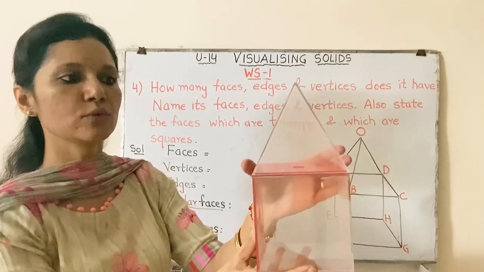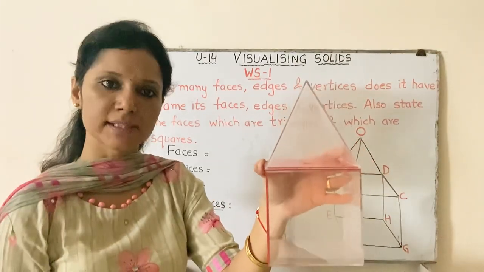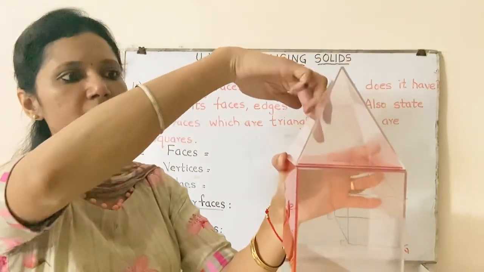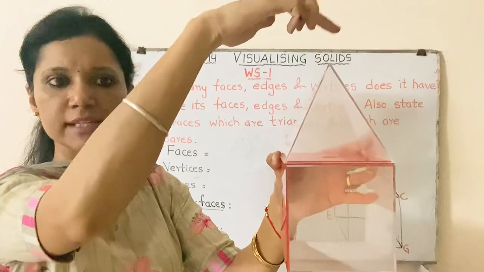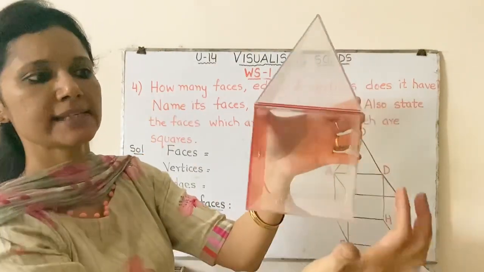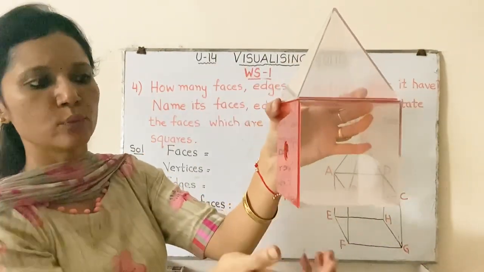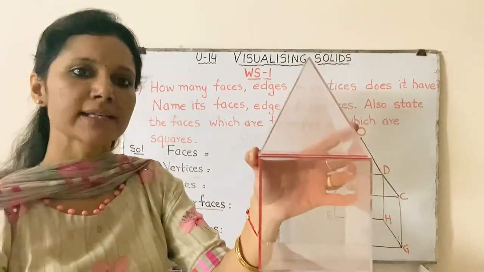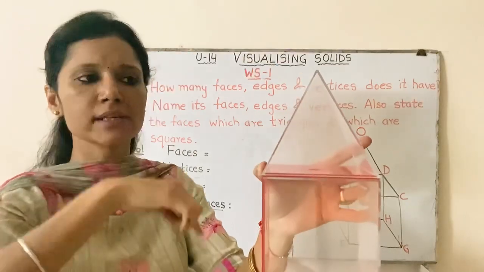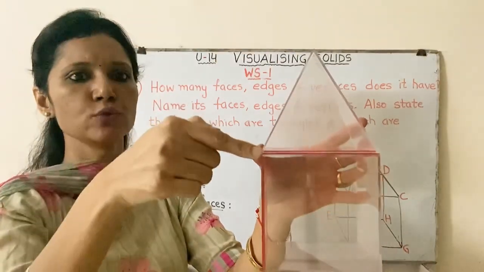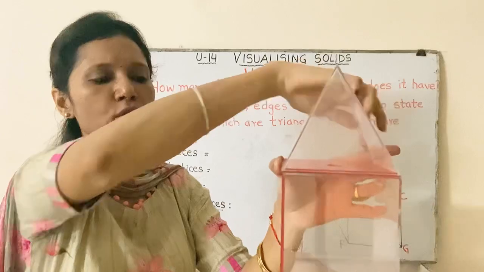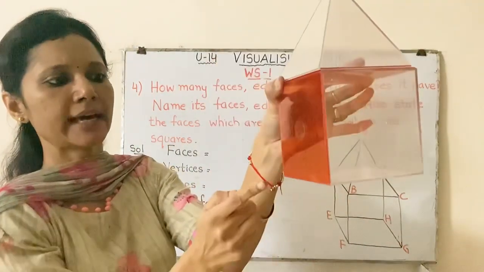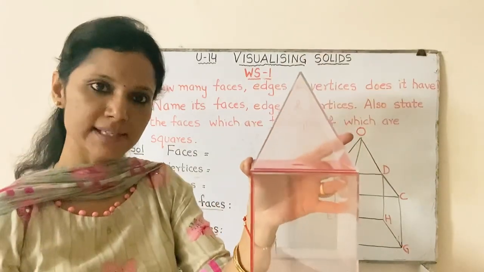So we have to count the number of faces, vertices and edges. Let's count the faces first. 1, 2, 3, 4. 4 triangular faces on the top. 5, 6, 7 and 8 and 1 at the bottom, 9. So it has 9 faces. Now let's count the vertices. Vertices means the corners. So 1, 2, 3, 4 and 5, 6, 7, 8 and 9. So 9 vertices are there.